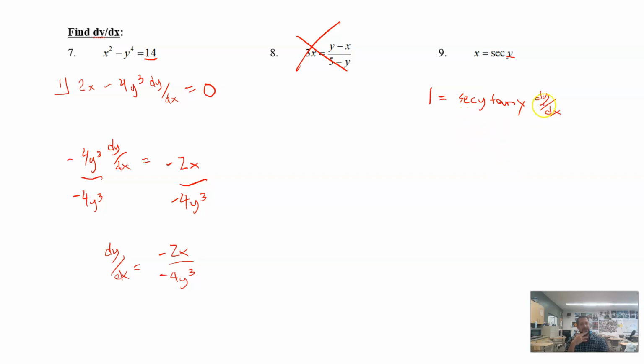Now in this problem, again, the dy dx is real easy to get all by itself. I just divide by secant y tangent y, and I get that that is what dy dx is. And I'm all done. That is my answer to this question, which I know seems a little bit easy. Chances are you'd see something like that on the AP exam, nothing more difficult, although it probably wouldn't have secant in it. It would probably have something like sine or cosine instead.